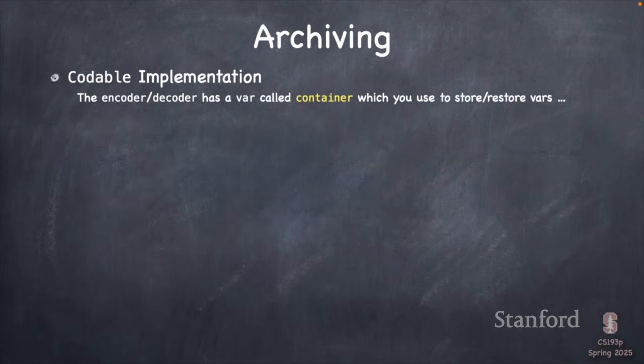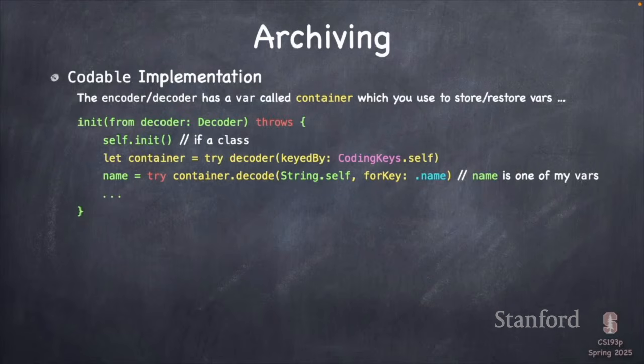And they both work very similarly in that they have a var. The encoder and the decoder have a var called container. And you just grab that container and you start using it to decode or encode your var. So here's an init. See, I've done self.init right there because I'm a class. If I was a struct, I wouldn't have to. And I'm getting the container, the first yellow line, container equals the decoder's keyed by container. Now this CodingKeys purple thing right there is just an enum that has one little case for every one of your vars. That's what the CodingKeys is, and I'm going to show you that on the next slide.